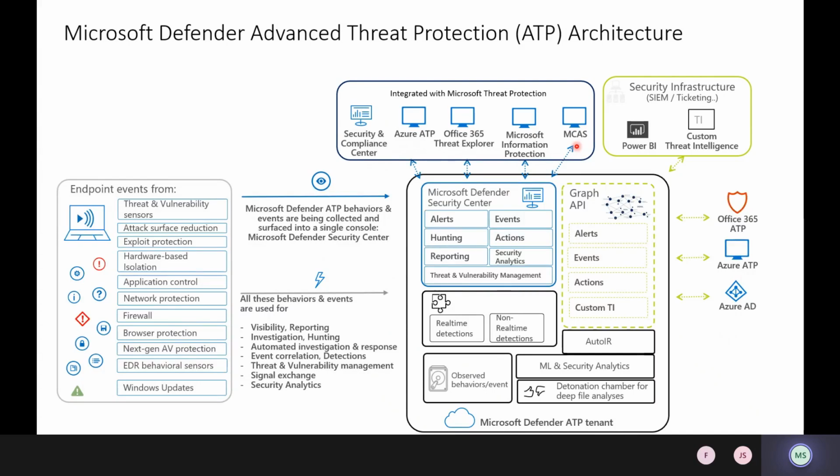If you have a SIEM or a source solution, you can create your own custom Power BI reports, and even pull in your own custom threat intelligence, like your own indicators of compromise, IOCs. And then down in the center below, this is where a lot of the computing is happening, and there are many different components going on here. But something I want to call out is that Graph API.